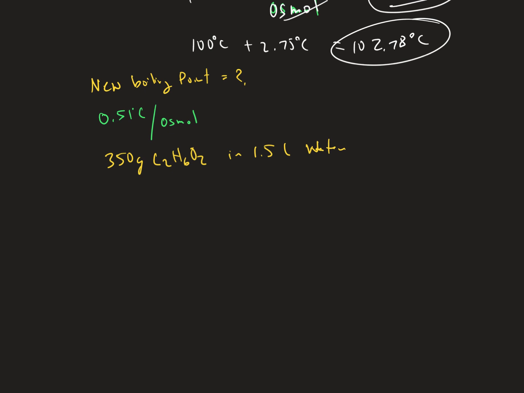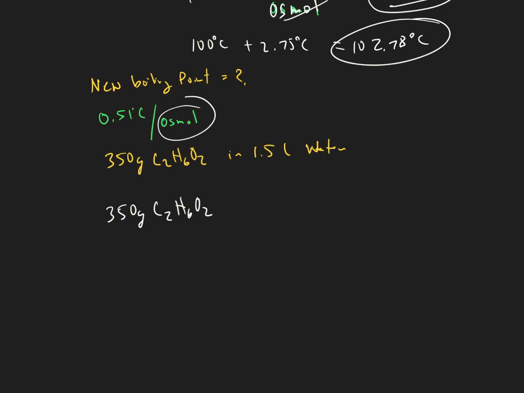All right, what do we do? 350 grams of C2H6O2. Now what do we do with that? We could convert it to moles. In the end, we want to know osmolarity, right? Should we do it all in one problem, or do you want to do one step at a time? Your call.